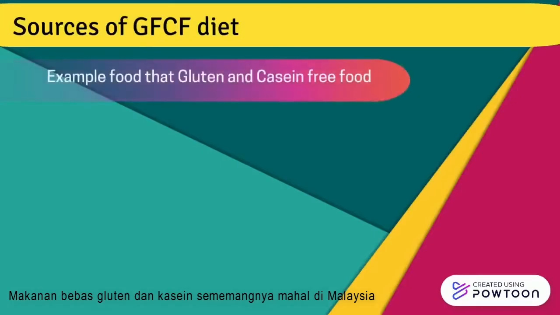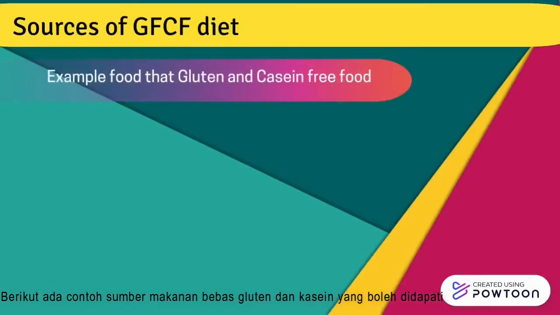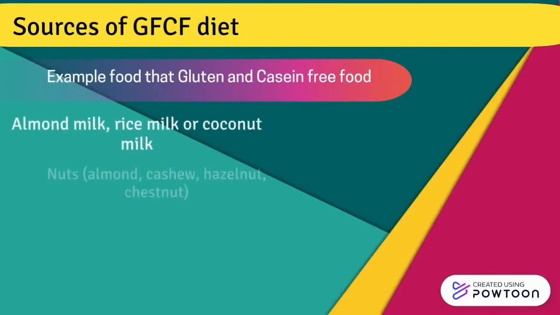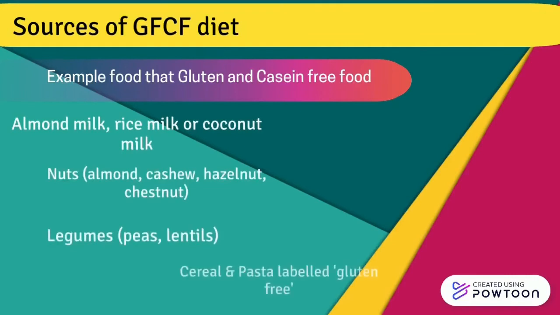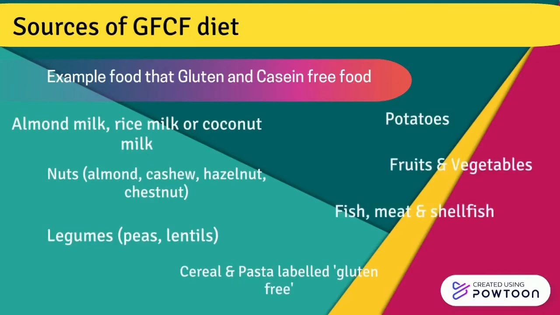Gluten-free and casein-free food are expensive in Malaysia. This is some example of the gluten and casein-free food that includes almond milk, rice milk or coconut milk, nuts, legumes, cereal and pasta that are labeled as gluten-free, potatoes, fruit, vegetables and fish, meat, and shellfish.